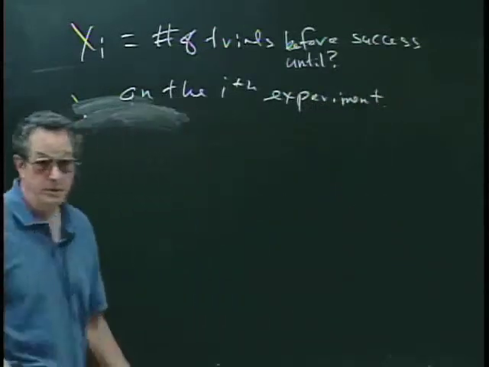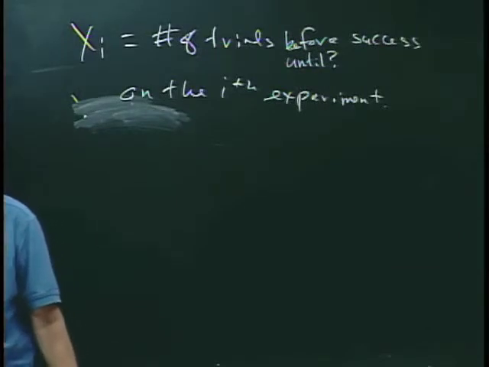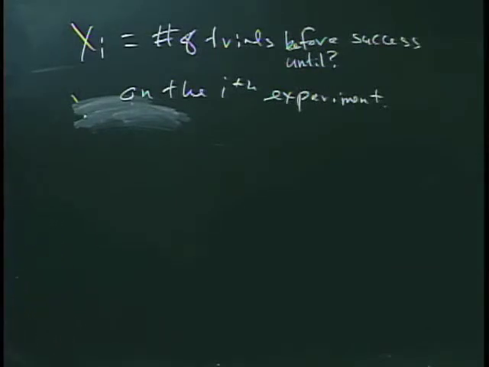Okay, the experiment is that I take the coin and I flip it until I get success. So I flip it and it's 3 times until success. Okay, that's x1 was 3. I flip it again 2 times, x2 is 2. I flip it again 4 times, x3 is 4. Flip it again once, x4 is 1, and so on.